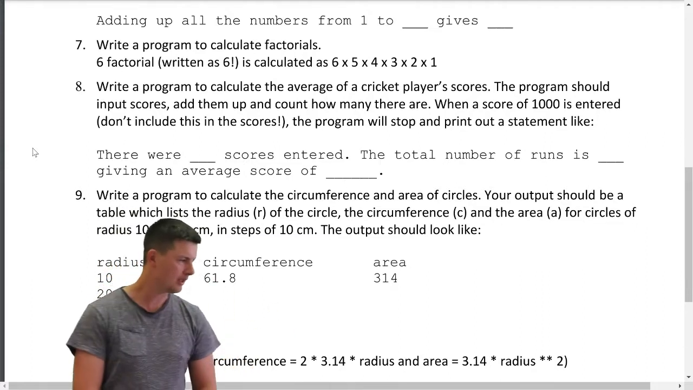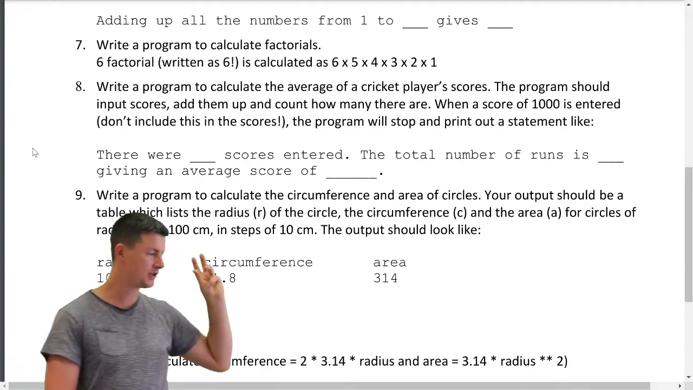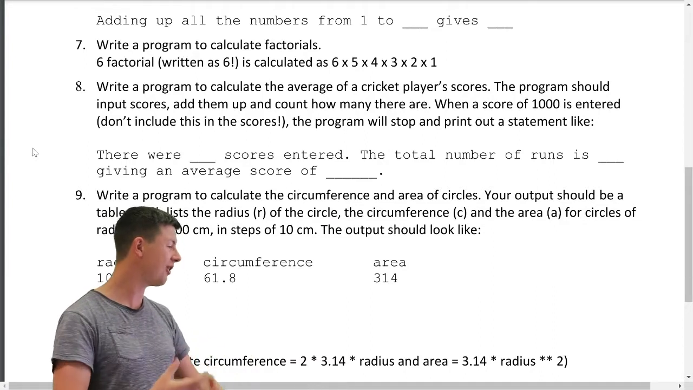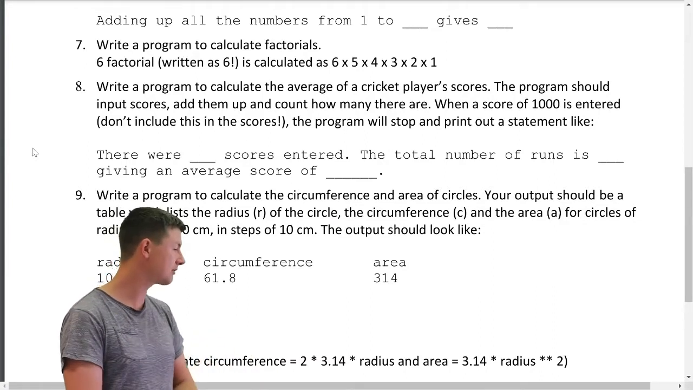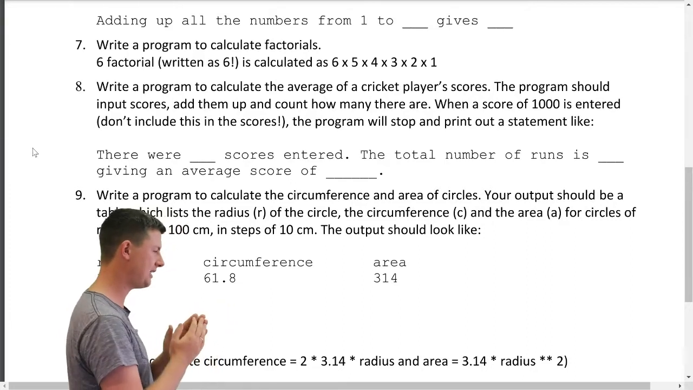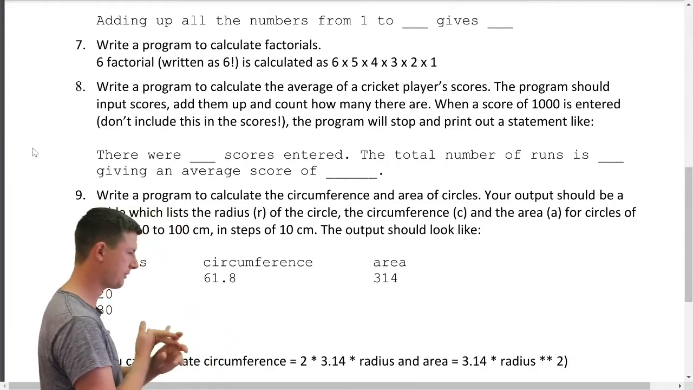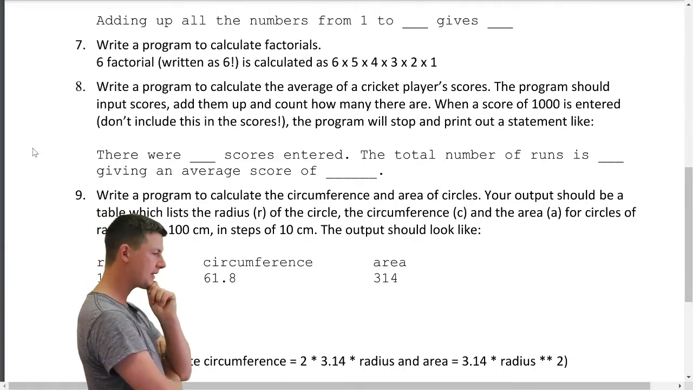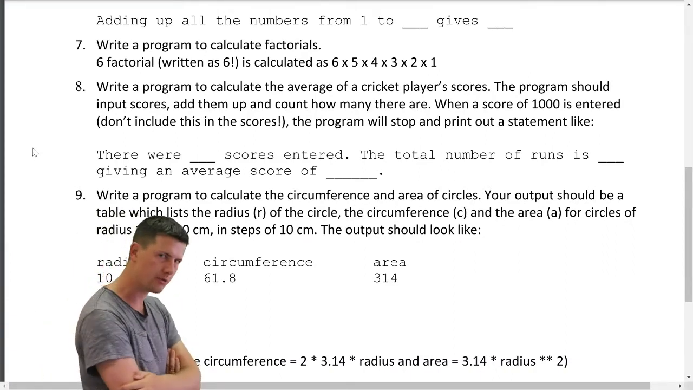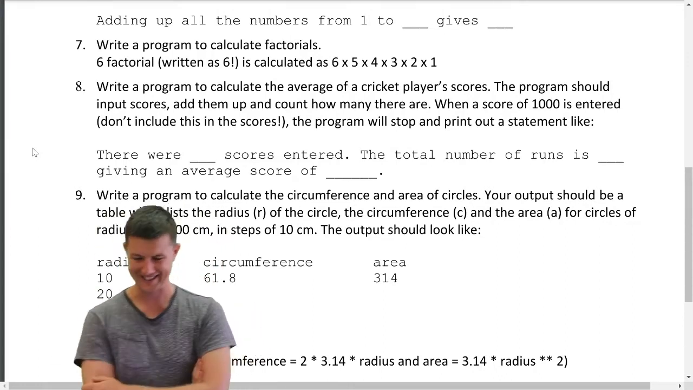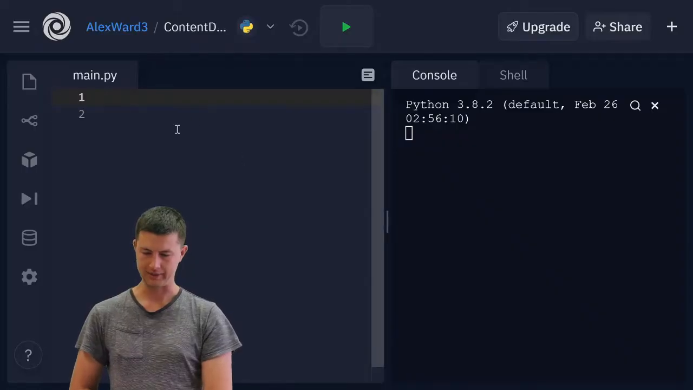Cool. Hopefully some things click in your mind as you see that and you go, oh, a statement like that, that's a good place to use dot format. Yeah, this is a really good place to use a for loop. And how are we going to deal with when a score of 1,000 is entered? Don't include this in the scores. Well, that's going to need a conditional. What do we do with a conditional? If. So we need an if statement.